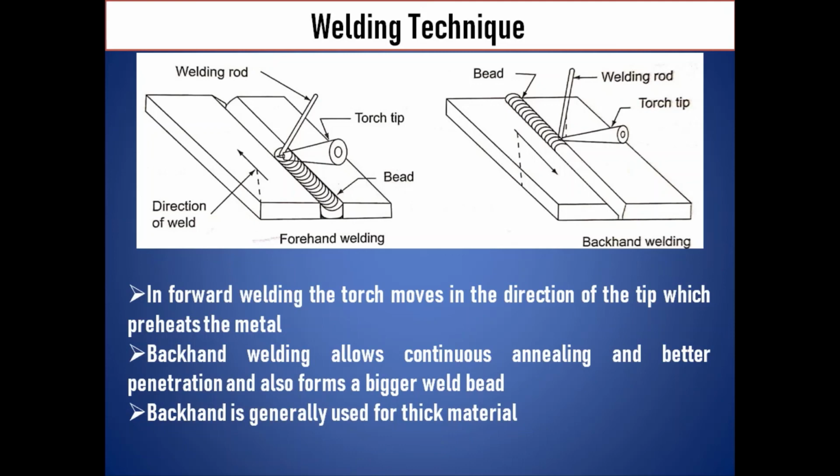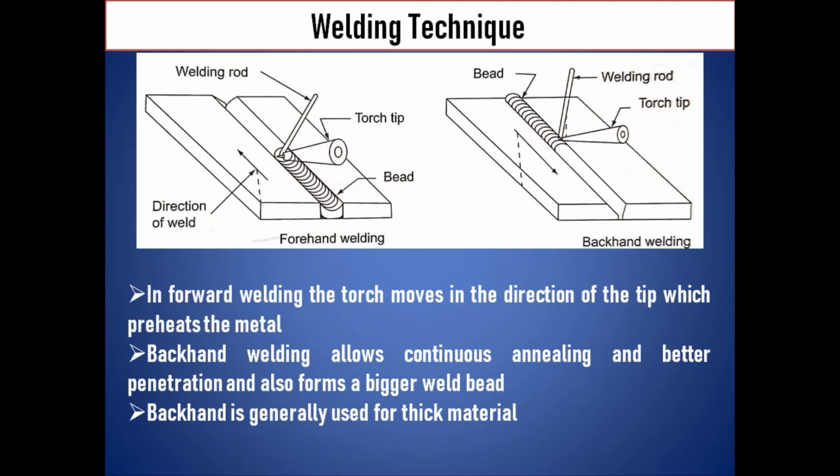In backhand welding, heat is applied after the welding completes, so annealing will be done. If the metal requires annealing, we go for backhand welding. If the metal requires preheating, we go for forehand welding. And obviously in backhand welding more heat is applied, because there is heat application after the welding also.